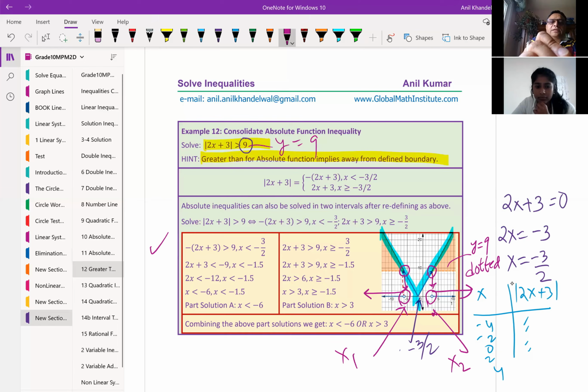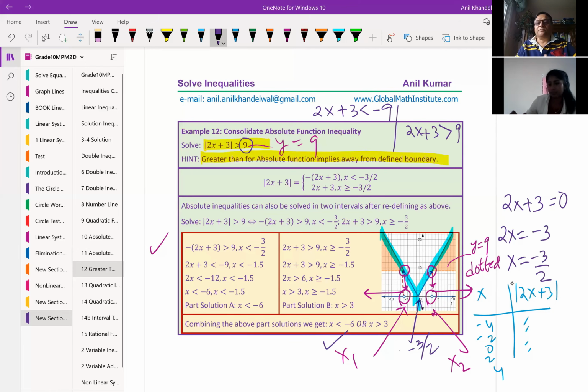You could always solve this as we did in option 1. There is still one function, correct? One function you could solve very easily, saying that 2x plus 3 is greater than 9. This is one inequality. And the other one is 2x plus 3 is less than minus 9. These two inequalities give you your solution, which will be exactly as written here in the answer. Take 3 to the other side, it makes it 6. Divide by 2 makes it 3. So you get x greater than 3, correct?